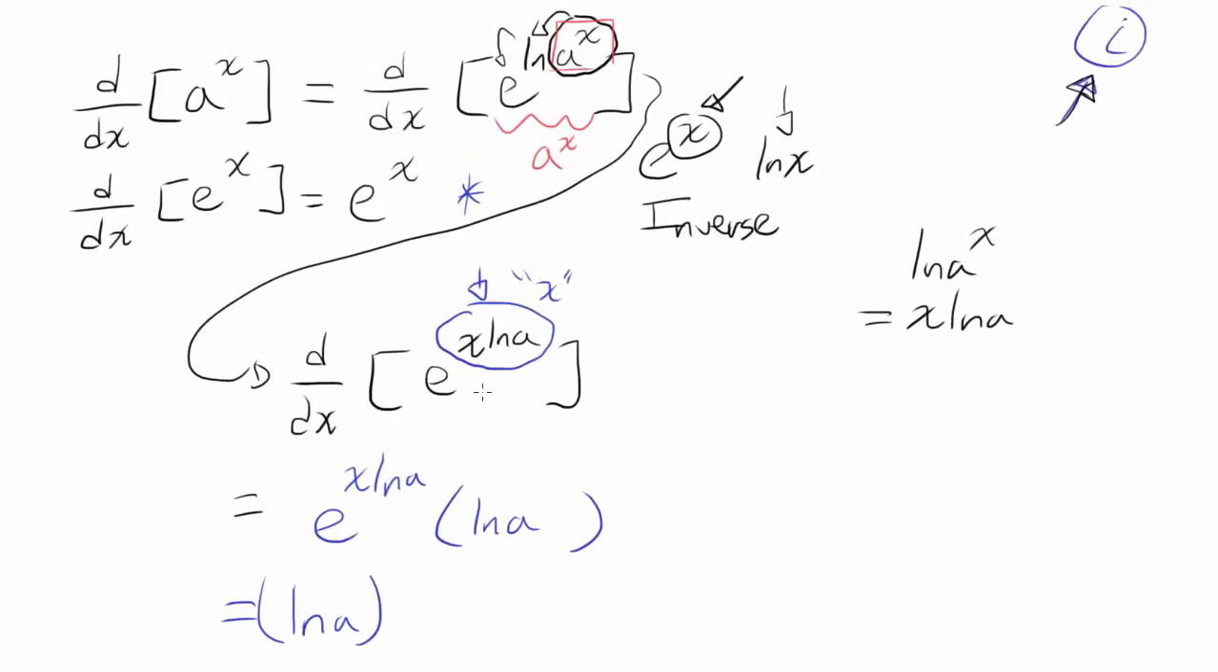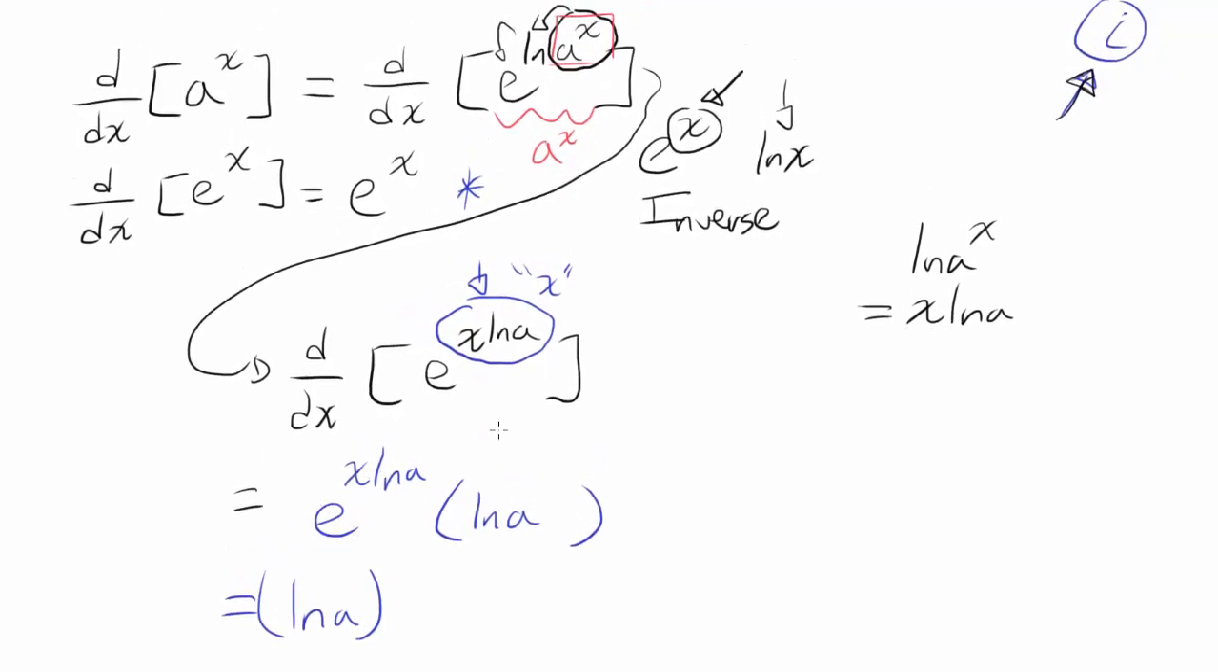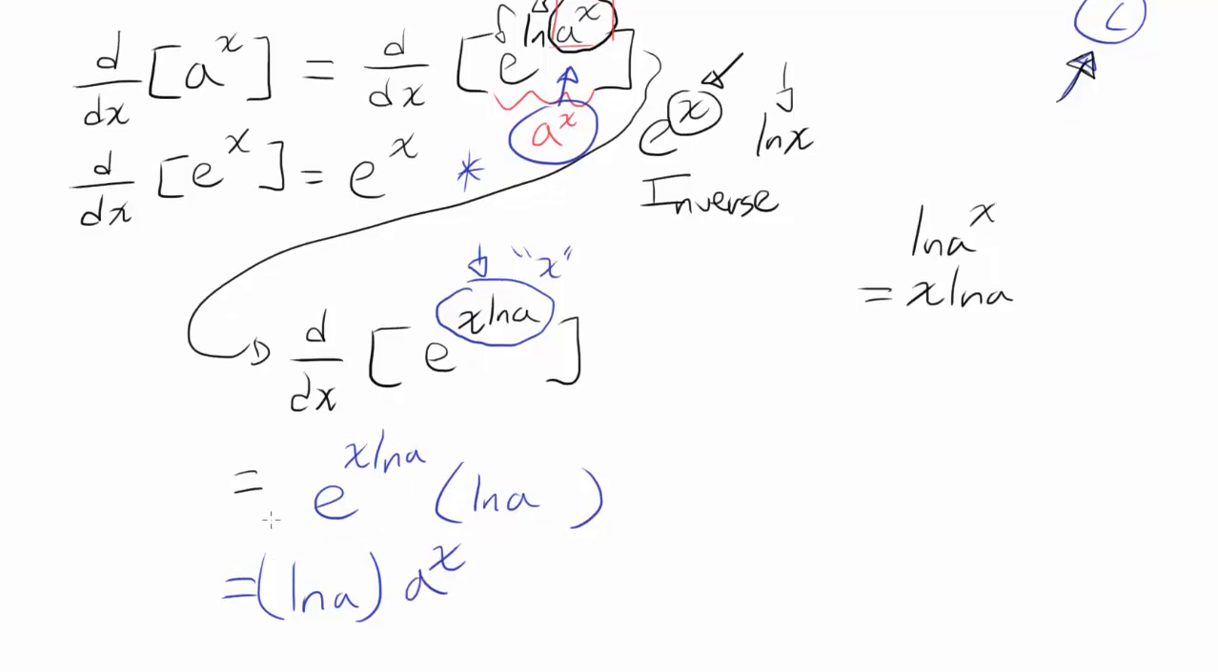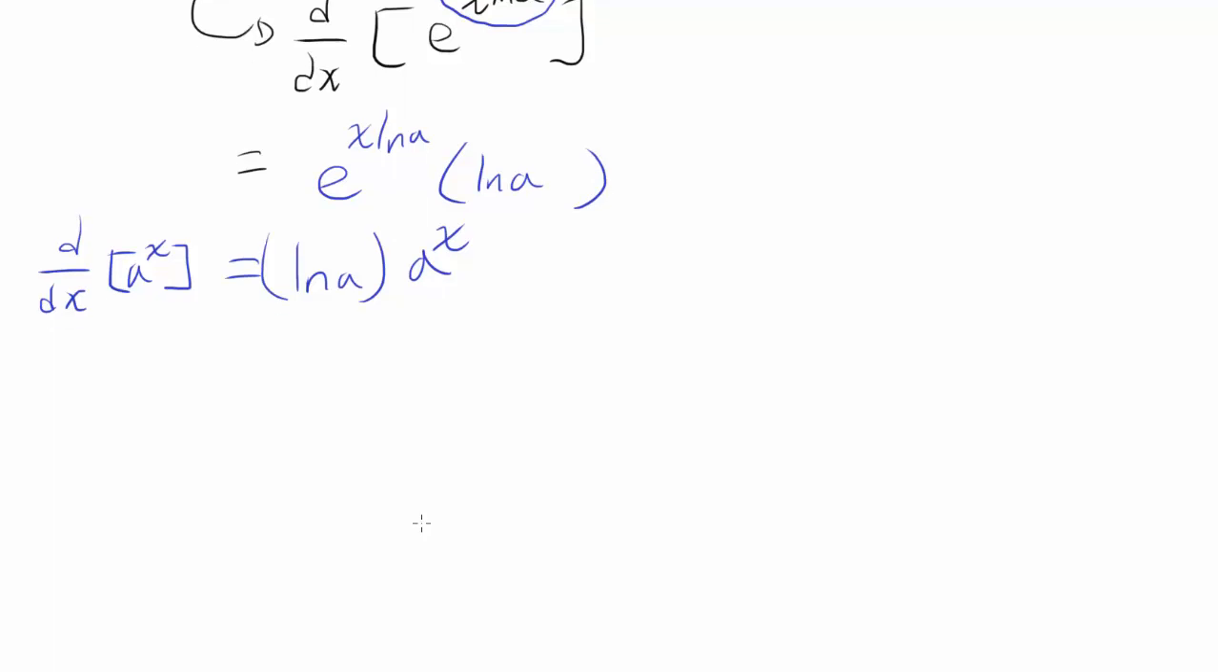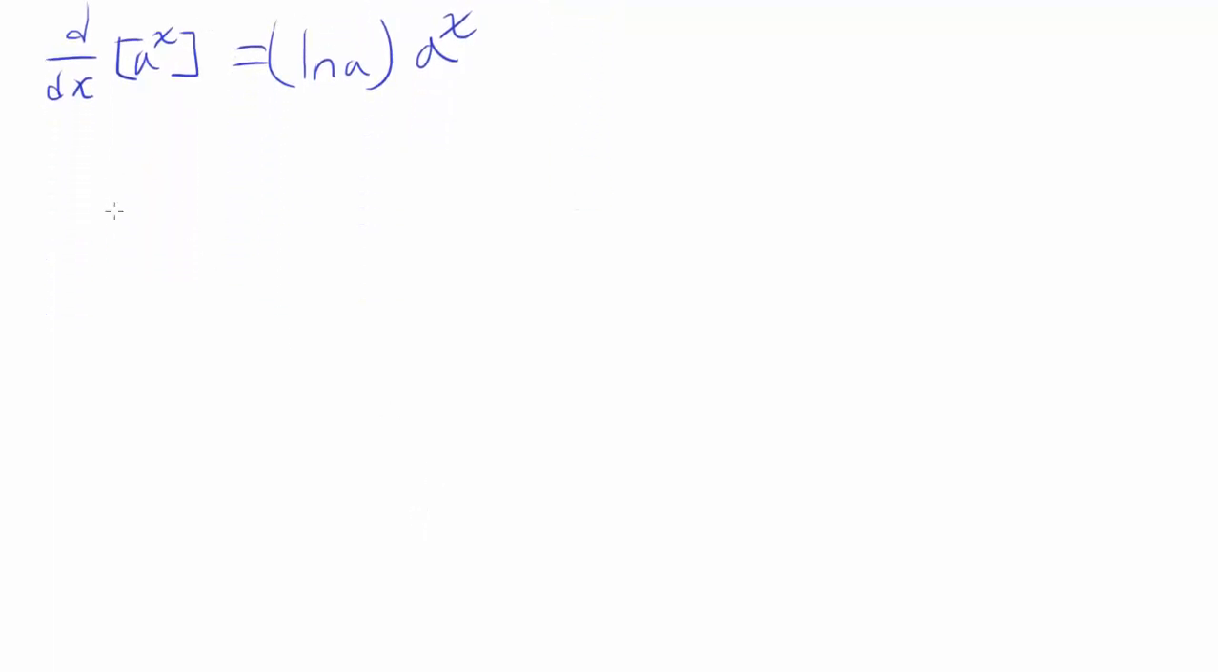What was e to the x times natural log of a? Well, there was a to the x right here. E to the natural log of a to the x, or e to the x times natural log of a, is the same thing as a to the x. So we get this. So the derivative of a to the x is natural log of the base times a to the x.